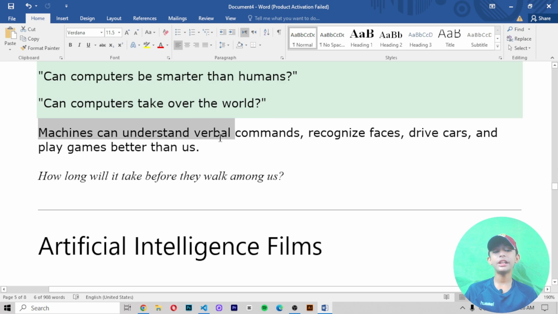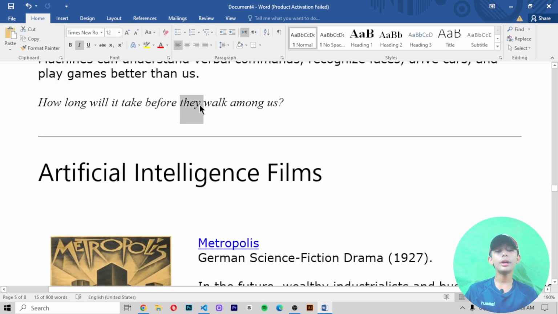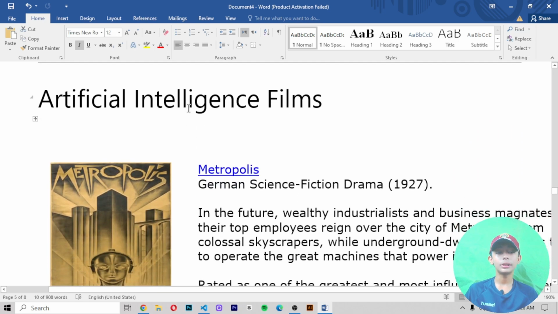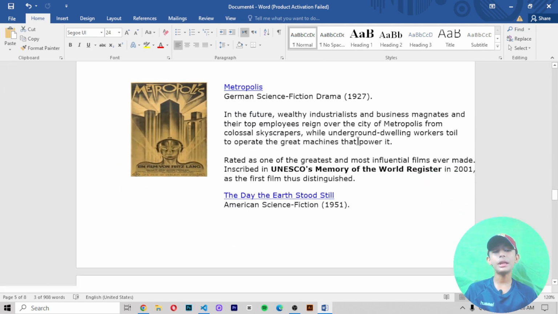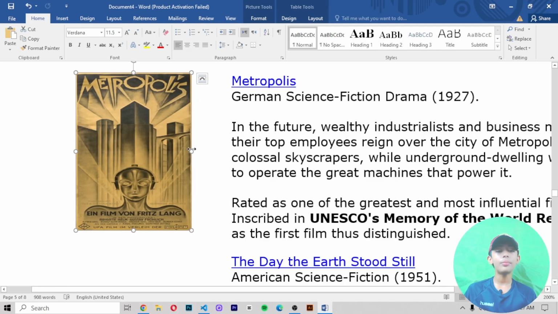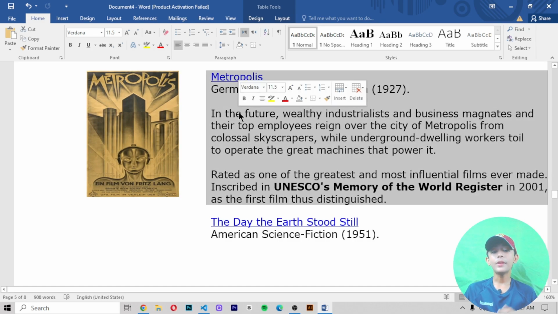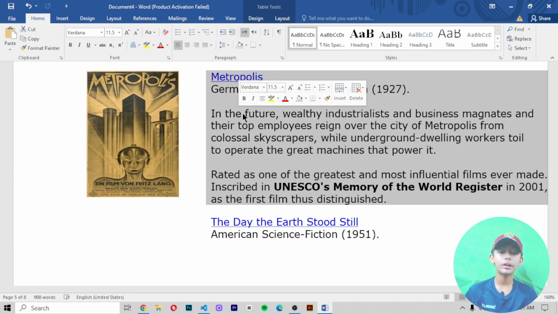Machine learning can understand verbal commands, recognize speech, drive cars, and play games better than us. How long will it take before they walk among us? Like, there are some artificial intelligence films that have come. This film is Metropolis, a German science fiction drama from 1927. In the future, the wealthy industrialists and business magnates and their top employees reign over the city of Metropolis from colossal skyscrapers, while underground dwelling workers toil to operate the great machine that powers it.